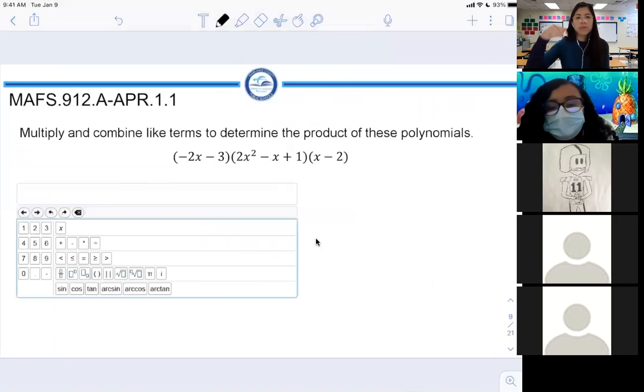All right. We're multiplying again, except now there's a lot. This one's a little bit longer. We're not just doing 2 binomials. We have a binomial times a trinomial times another binomial.